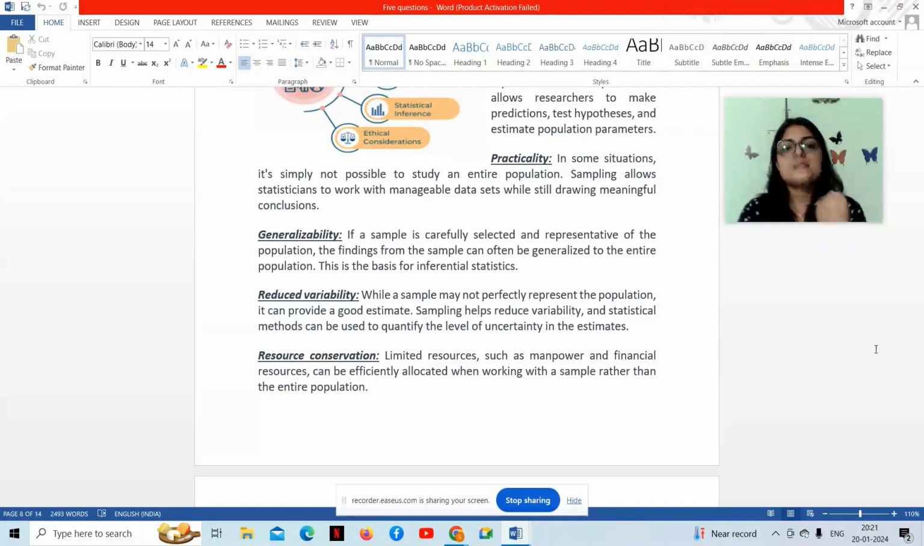Generalizability: if a sample is carefully selected and representative of the population, the findings from the sample can be generalized to the entire population. And it also reduces variability and conserves resources, because limited resources such as manpower and financial resources can be efficiently allocated when working with a sample rather than the entire population. So basically, we should take samples wisely because they represent the whole population.